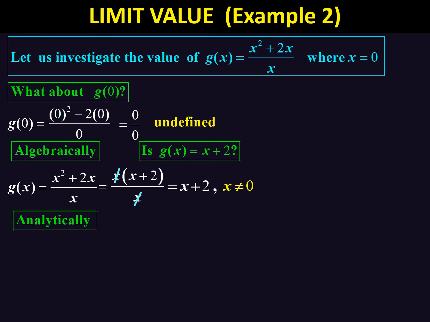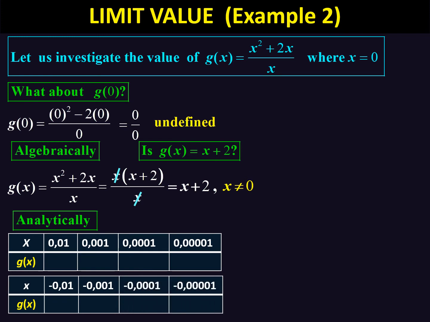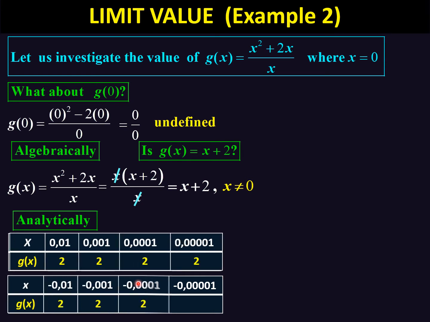Let's look at it analytically. Where x is equal to 0, it is undefined. So let's look on the right side of 0 and the left side of 0. There are some values on the right getting closer to 0, and some values on the left getting closer to 0. Let's determine the output values using the calculator. We see they all come out to 2. Let's look at it graphically.